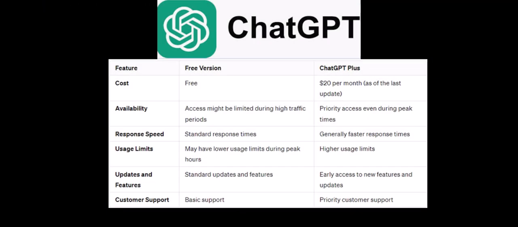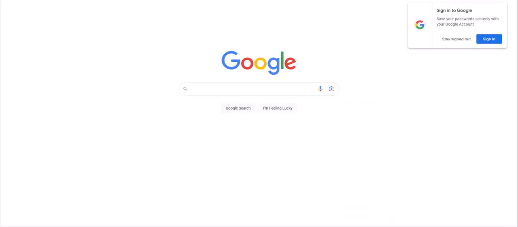Here is a table that compares a free version with the paid version of ChatGPT. As you can see with the free version, even though you may have limited usage, you can still access it and get standard updates and basic chats. And with a monthly charge, the $20 is as of the last update based on the date of this video, you can access more advanced features and have early access to new features and updates. But now let's look at it in action.